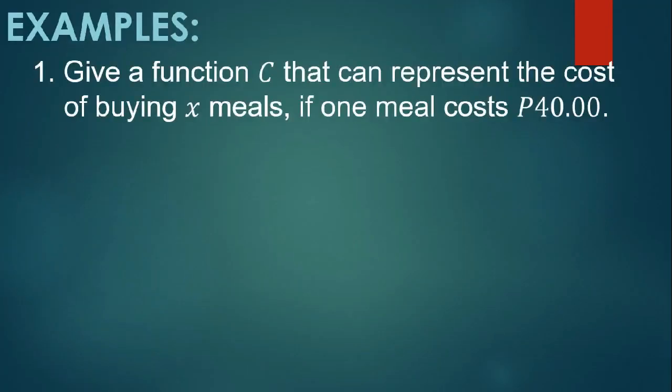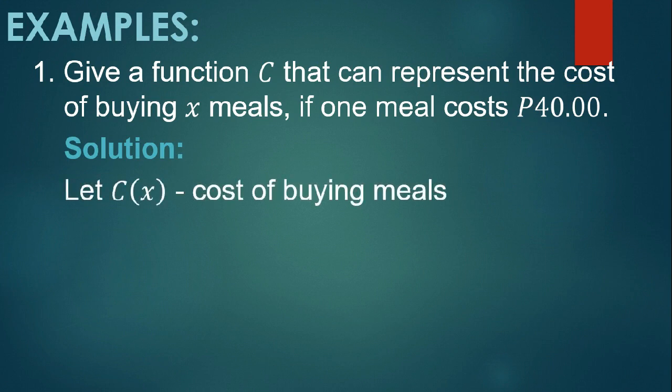Examples. Example number 1. Give a function c that can represent the cost of buying x meals if one meal costs 40 pesos. Okay? So, for the solution, let c of x be the cost of buying meals and let x be the number of meals. So, ang isang meal daw ay nagkakahalaga ng 40 pesos. So, ibig sabihin, kung bibili ka lang ng isa, ang presyo niya ay 40. Paano kapag ang bibilihin mo ay 2? Paano kapag yung number of meals natin, which is x, ay dalawa?